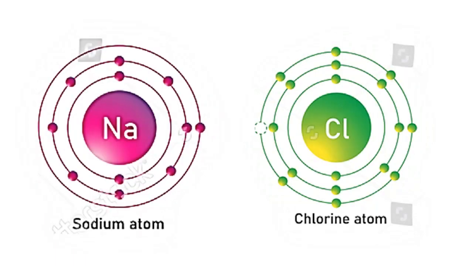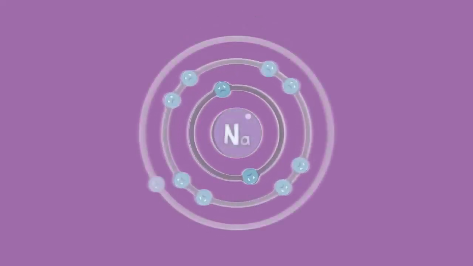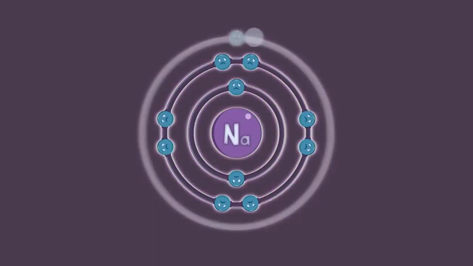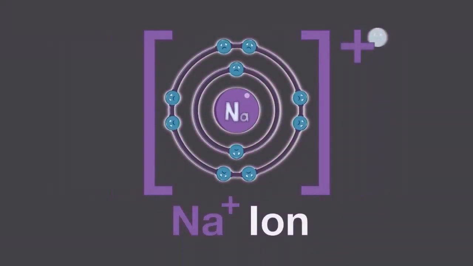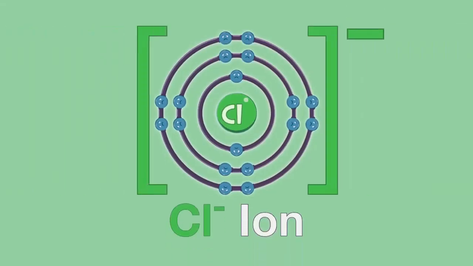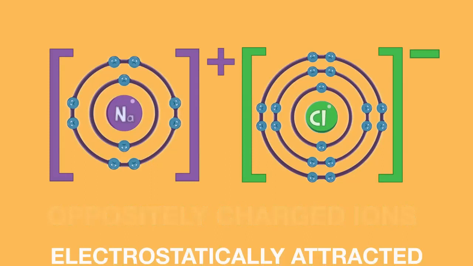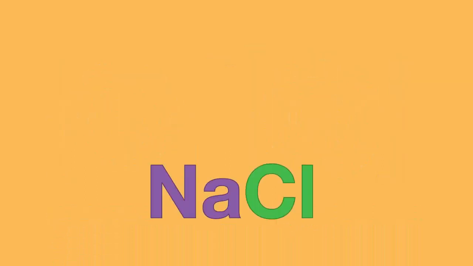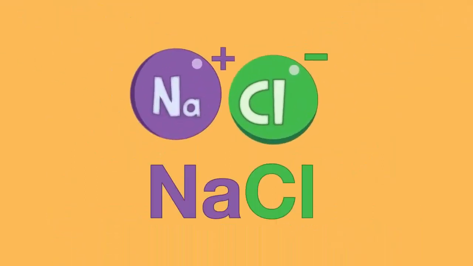Let's take an example. Consider sodium, a metal, and chlorine, a non-metal. Sodium has 1 electron in its outermost shell and chlorine has 7. Sodium donates its 1 electron to chlorine. Now, sodium becomes a positively charged ion and chlorine becomes a negatively charged ion. Opposites attract and this forms an ionic bond, resulting in the compound sodium chloride, which is common table salt.